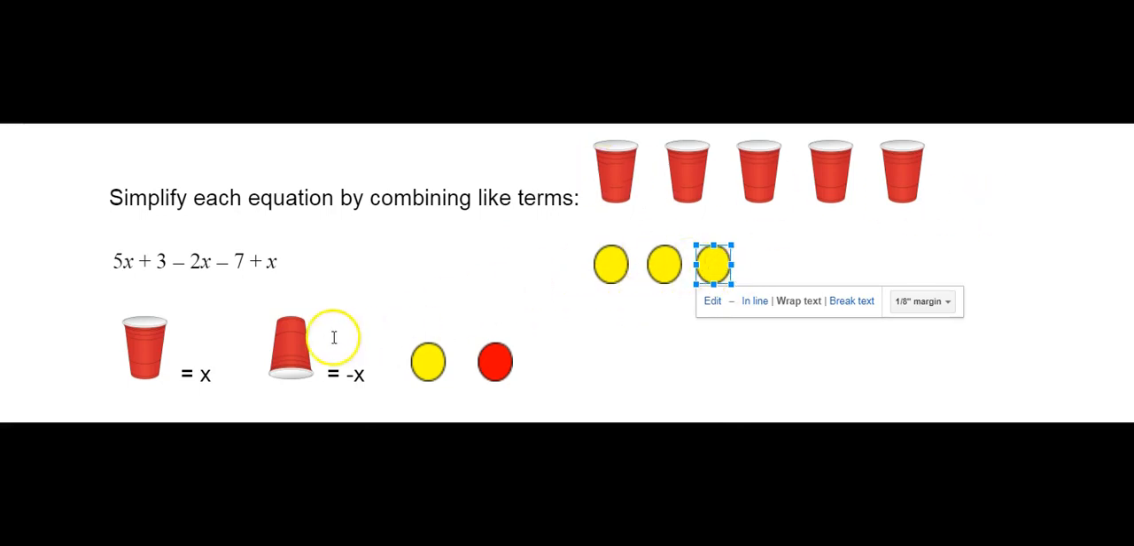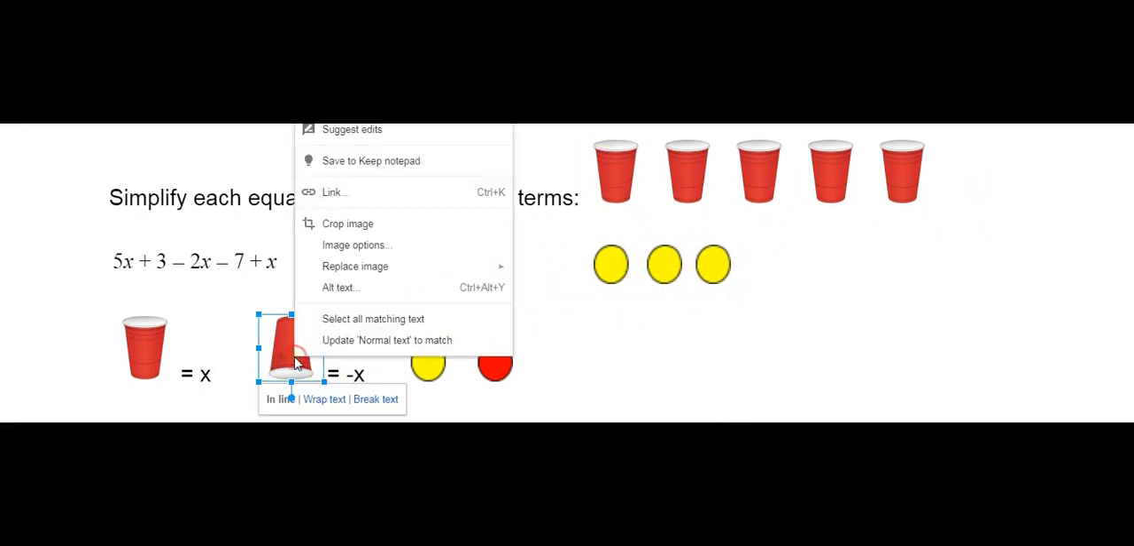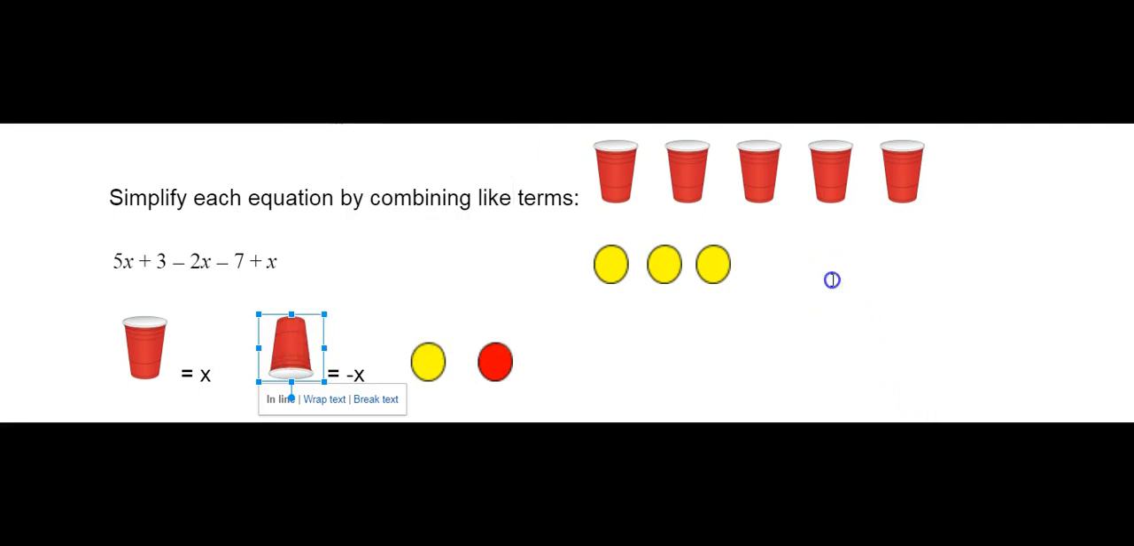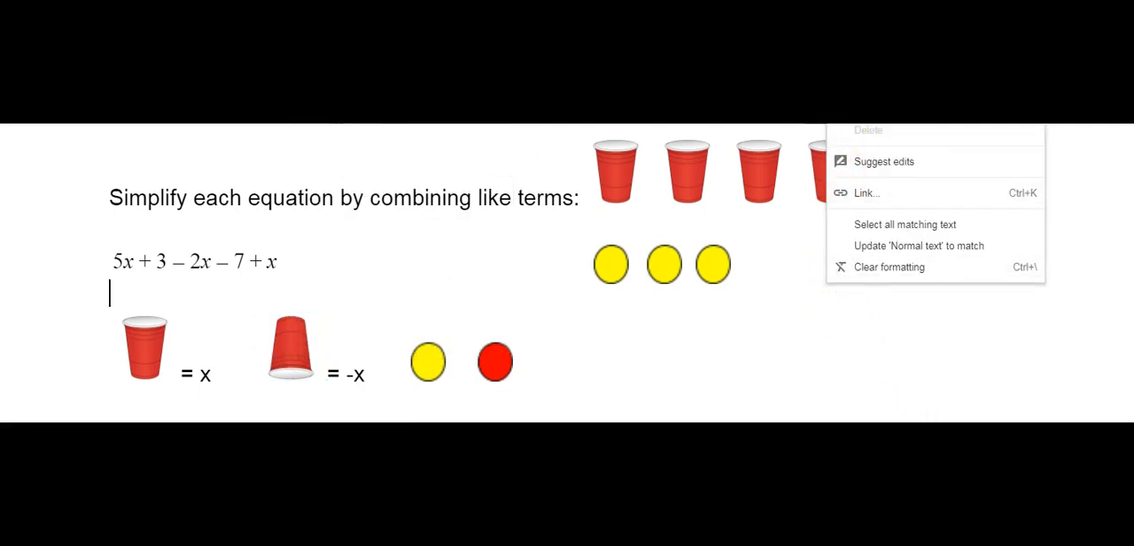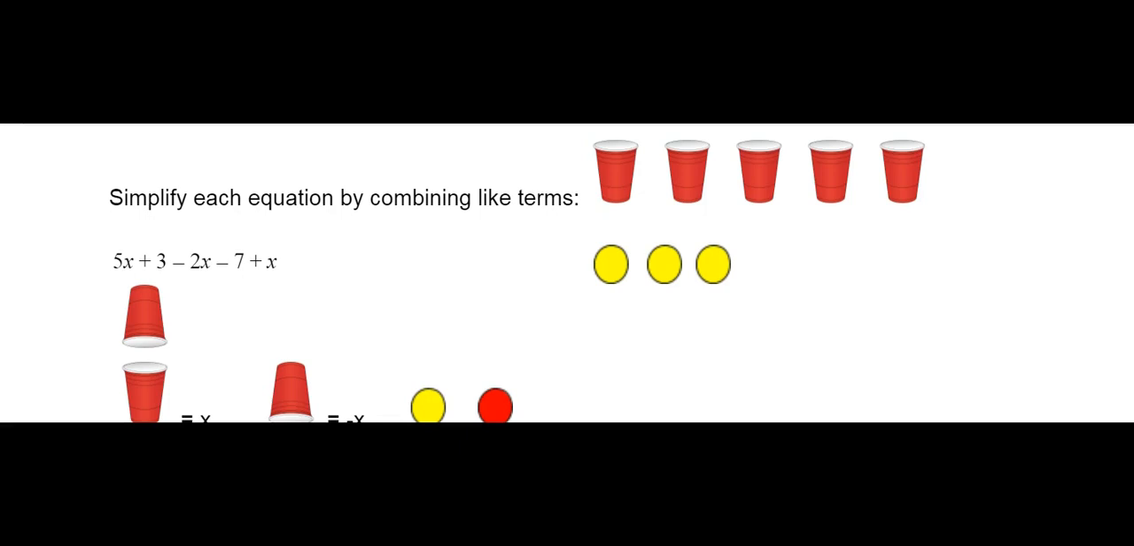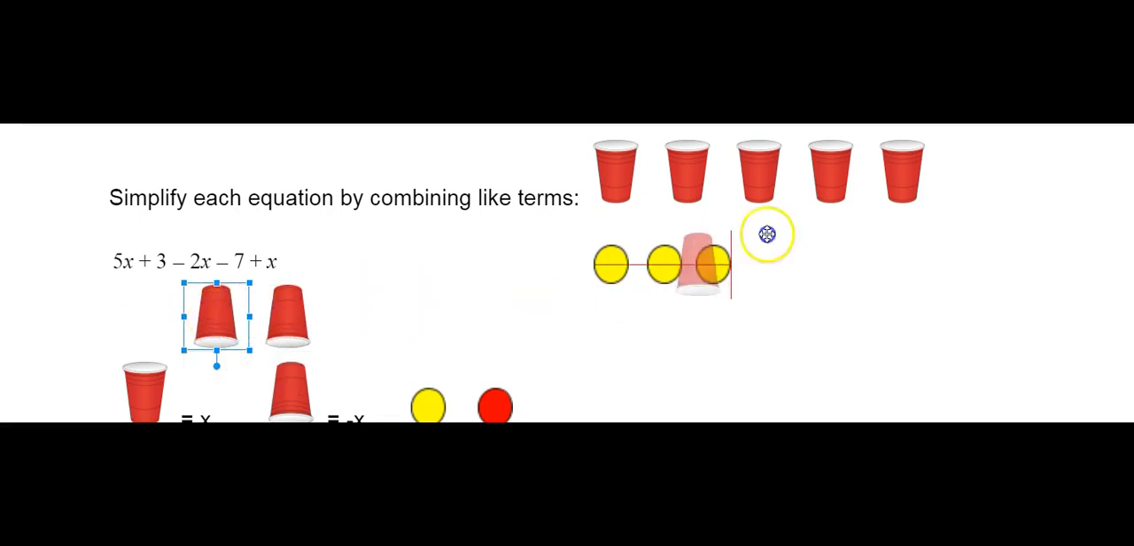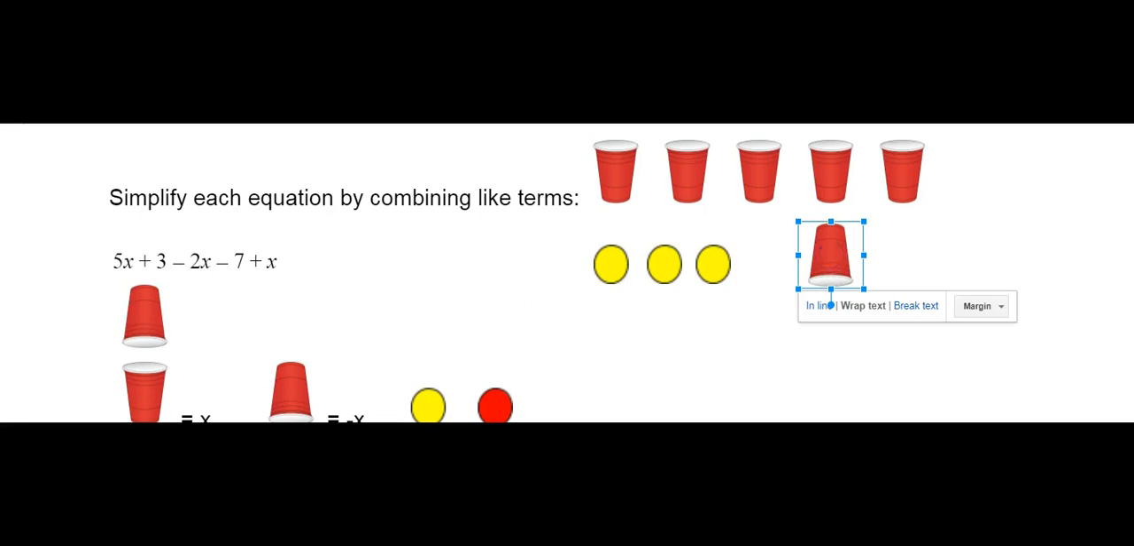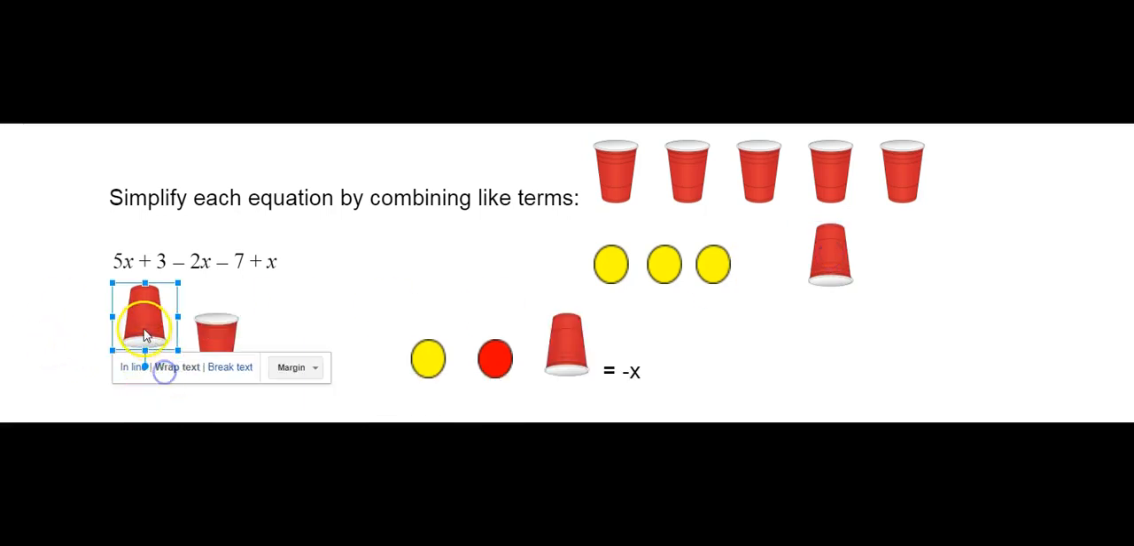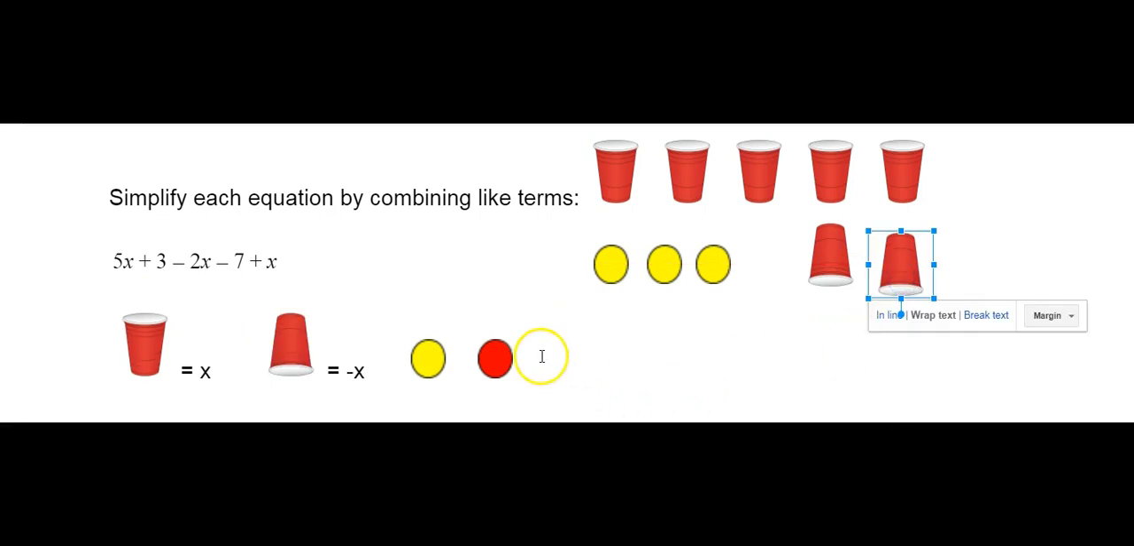There's my +3. Now I have -2x, so I'm going to get a couple of upside down cups. This isn't as elegant as doing it on the smart board here. I got one there. I got one there. Okay.